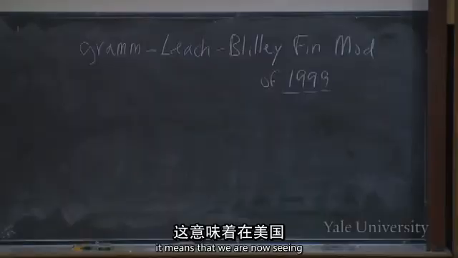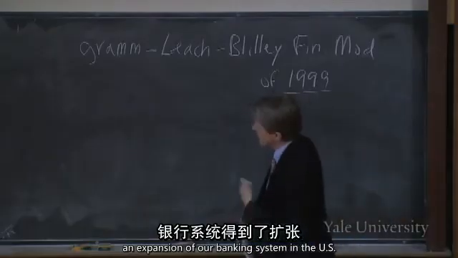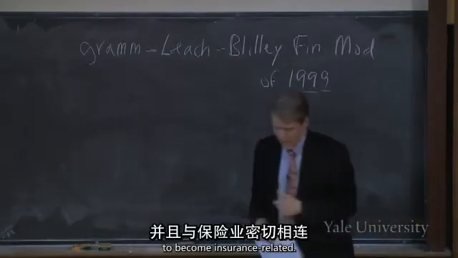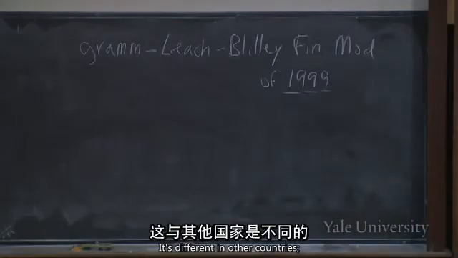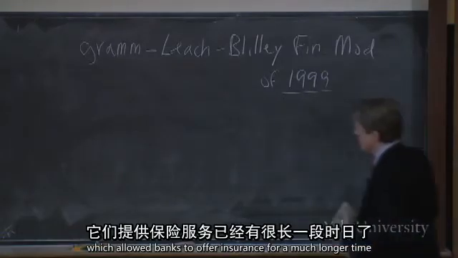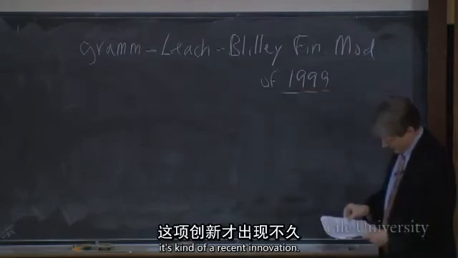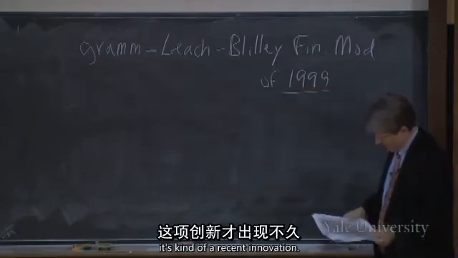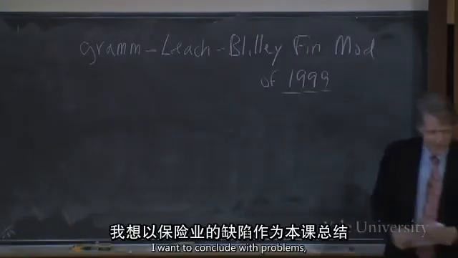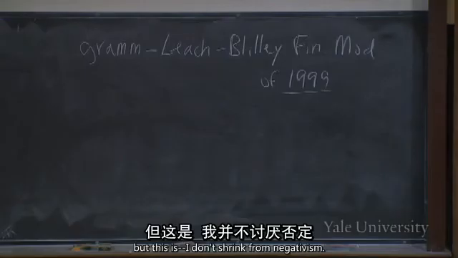So it means then that we are now seeing an expansion of our banking system in the U.S. to become insurance related. It's different in other countries. In Europe, they've had universal banking, which allowed banks to offer insurance for a much longer time. But in the U.S., it's kind of a recent innovation. So I wanted to conclude with problems, which may sound kind of negative, but I don't shrink from negativism.